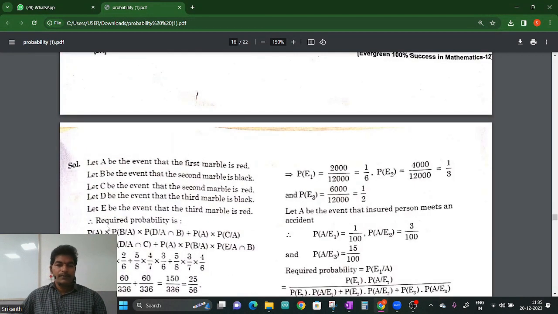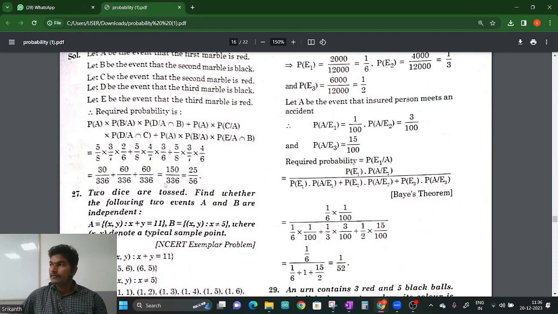The required probabilities are P of A, that means the first marble is red, and the second marble is black, the third marble is red, and the third marble is black. So these are the respective probabilities. Calculate it. Tell me whether the answer is correct or not.